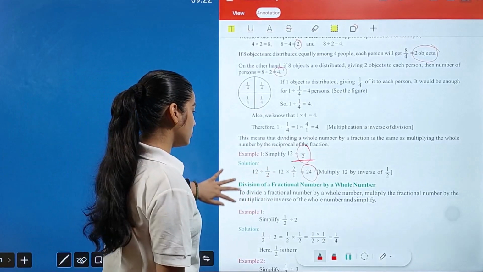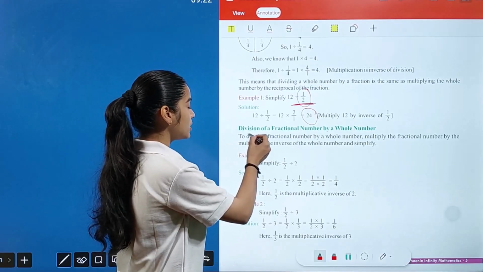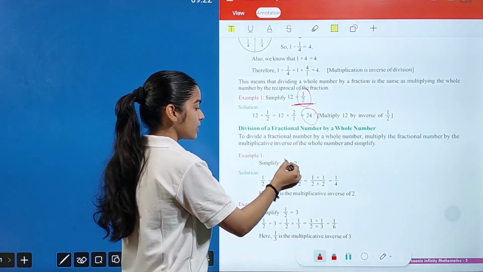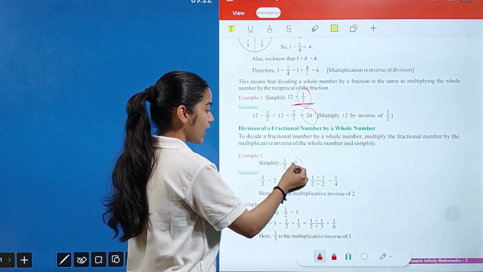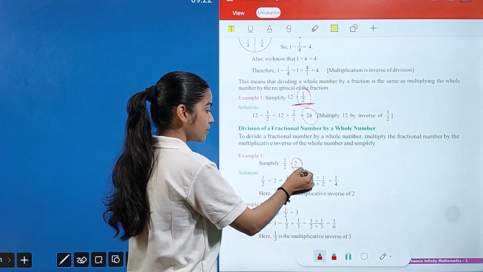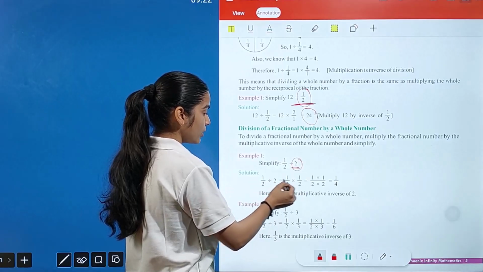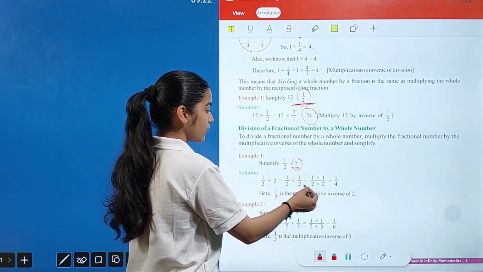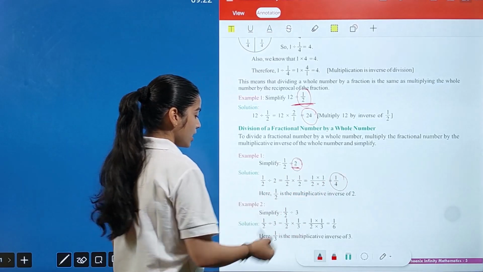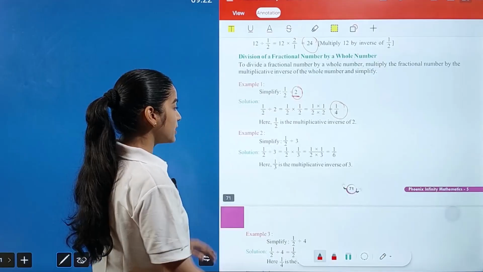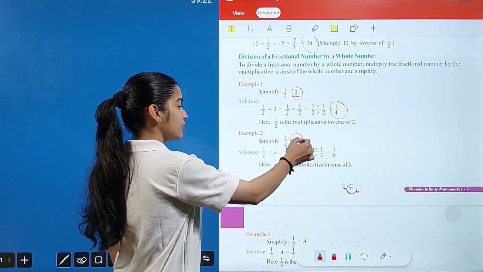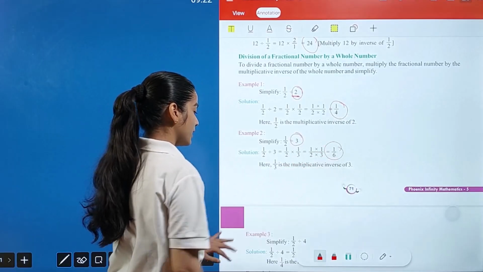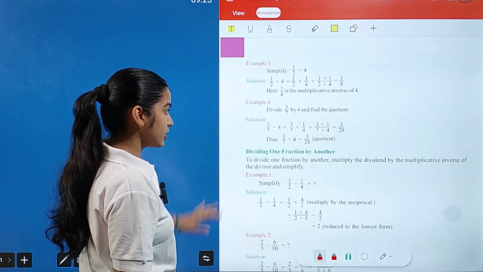You just have to repeat this process when you divide a fraction by a whole number. So in this case, 1 by 2 divided by 2. You have to take the reciprocal of the second number, which is 2. So 1 by 2 will be multiplied with 1 by 2, because the reciprocal of 2 is 1 by 2, and you will get your answer 1 by 4. Simplify 1 by 2 divided by 3. Again you have to take the reciprocal of 3, which is 1 by 3. So 1 by 2 multiplied by 1 by 3, your answer will be 1 by 6. I hope, student, this is clear to you.